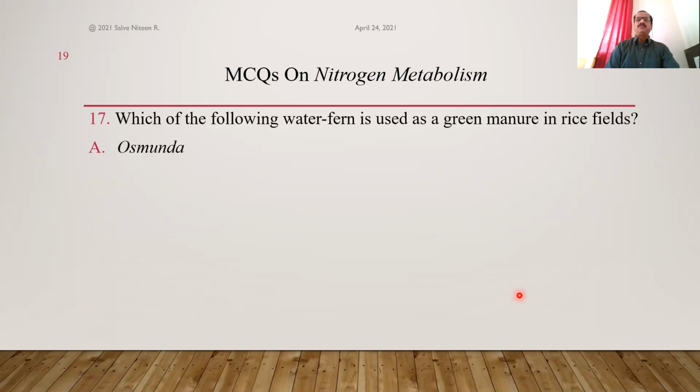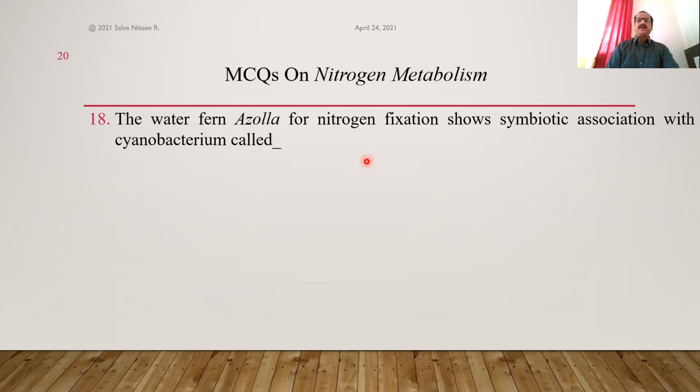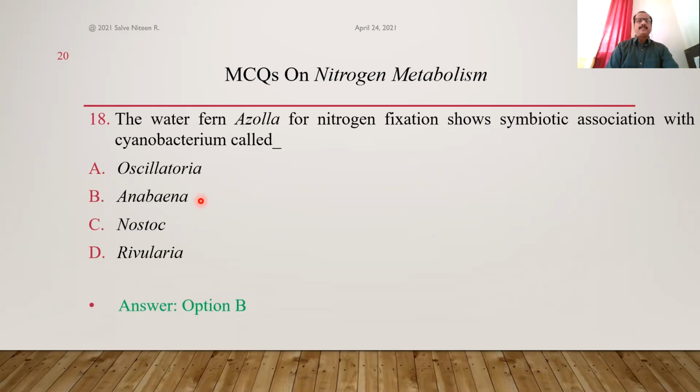Which of the following water ferns is used as a green manure, a fertilizer, in rice fields? So Azolla is the answer. It is used as green manure because it contains Anabaena, which helps in nitrogen fixation for this water fern. Water fern Azolla, for nitrogen fixation, shows a symbiotic association with which cyanobacterium? Just now we discussed that. That cyanobacterium is called Anabaena. The Anabaena-Azolla association is famous. B is the answer.